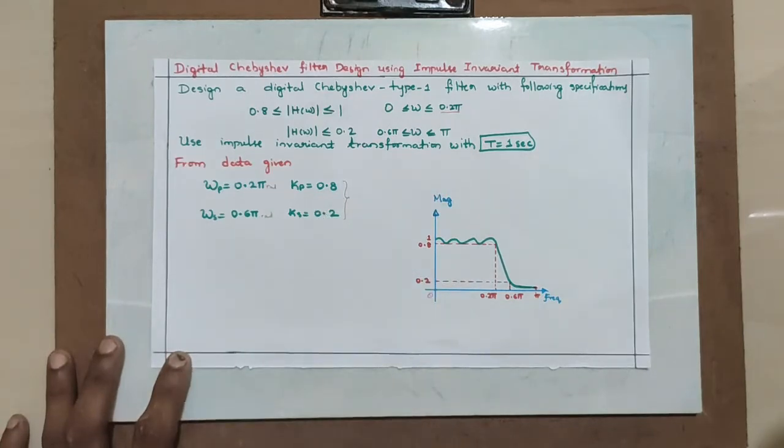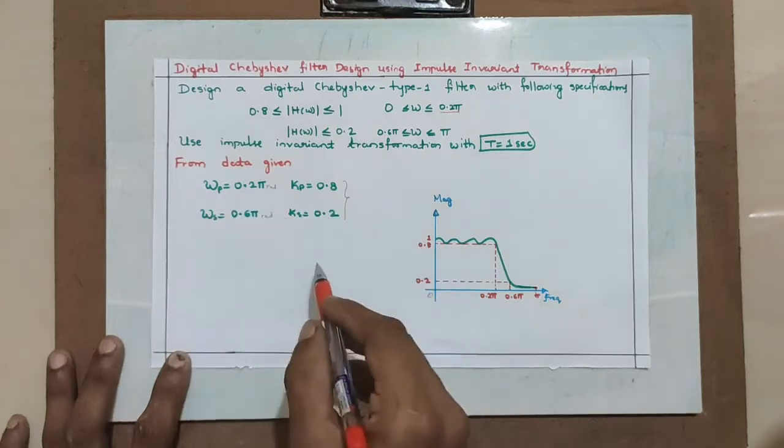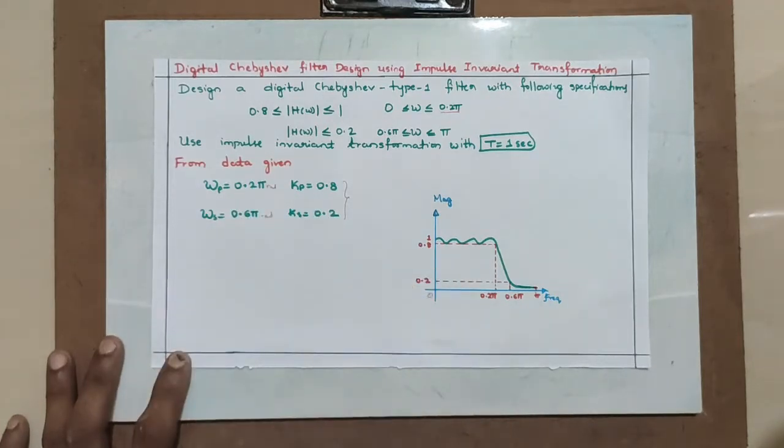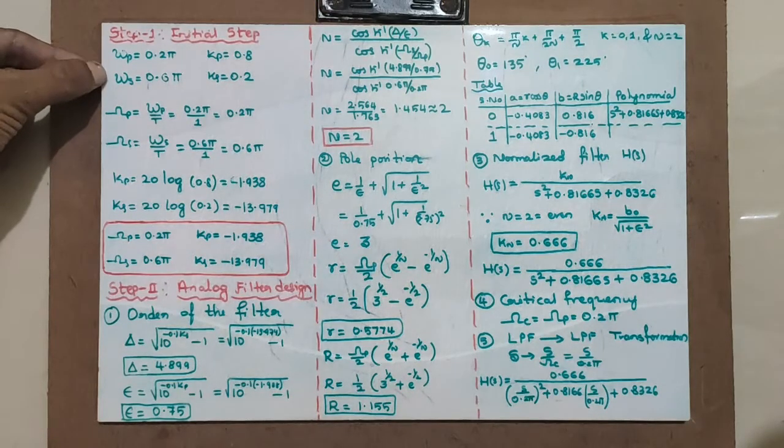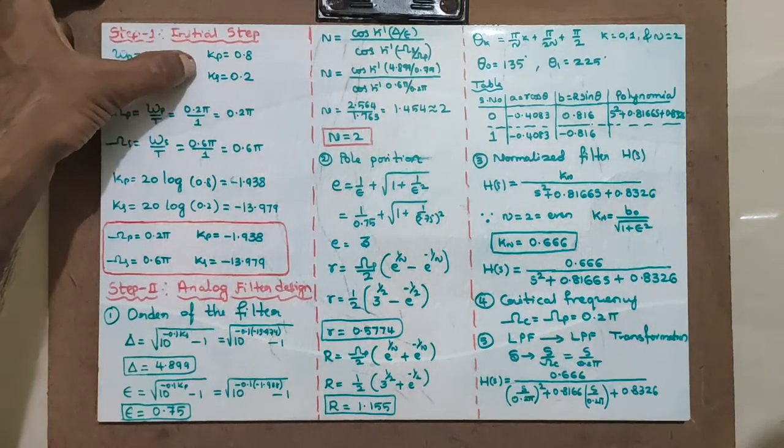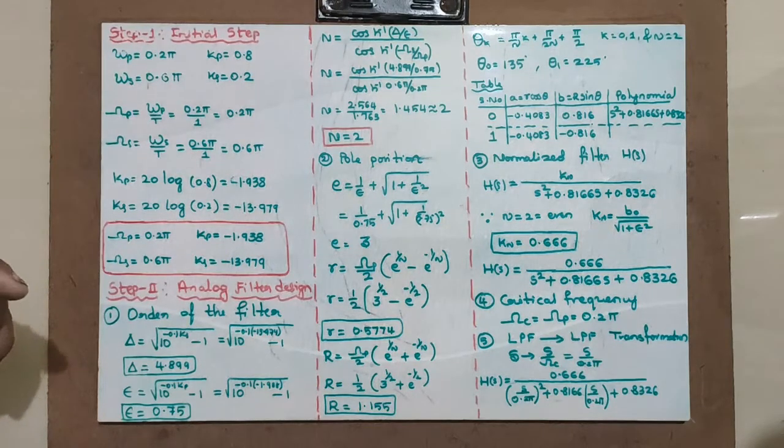Okay, let us go to initial step. Once the problem is given, try to understand the data first. Okay, continuing from our initial discussions, let us go ahead with the solution. Step 1 is initial step, where I will be transforming given WP or digital values, digital frequency values, into analog frequencies. Similarly, KP, KS, if they are not there in the proper way, I will convert them back into proper way. Okay?